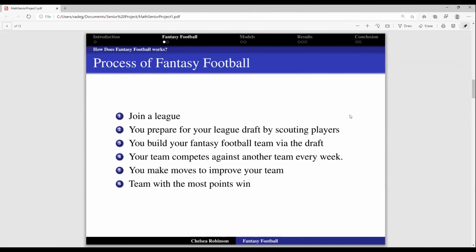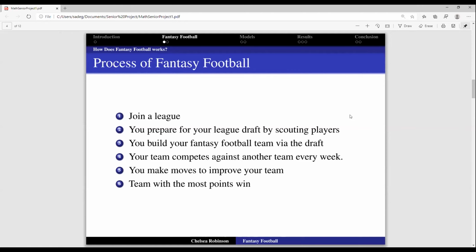So fantasy football is a game in which people choose real players to form an imaginary team and win points every week based on actual performances. This is basically the process of fantasy football. First, you join a league. It could be a public league or a private league. You could play for fun. You could play for money. It's whatever you want to do.